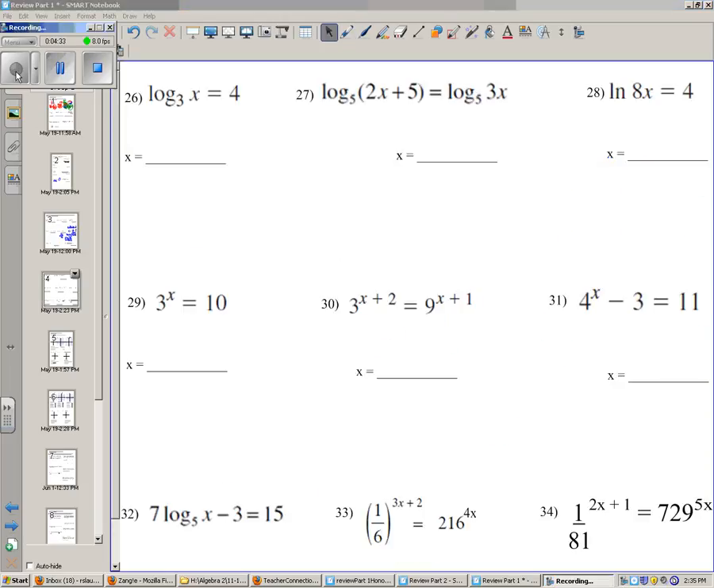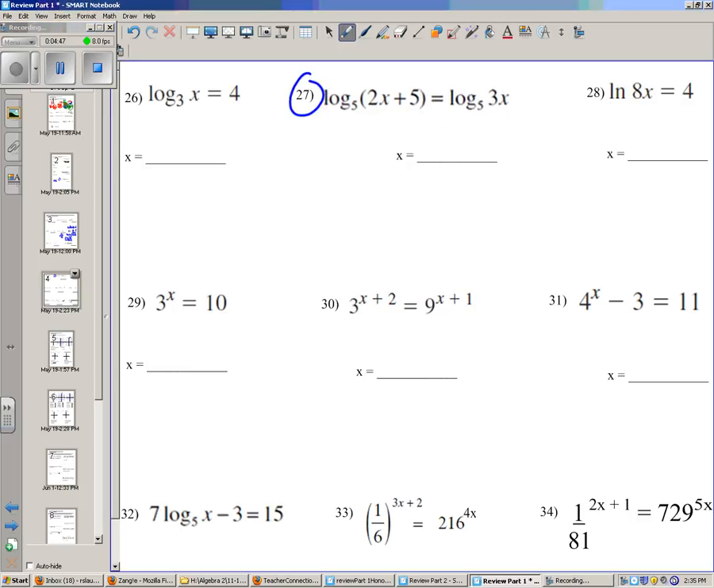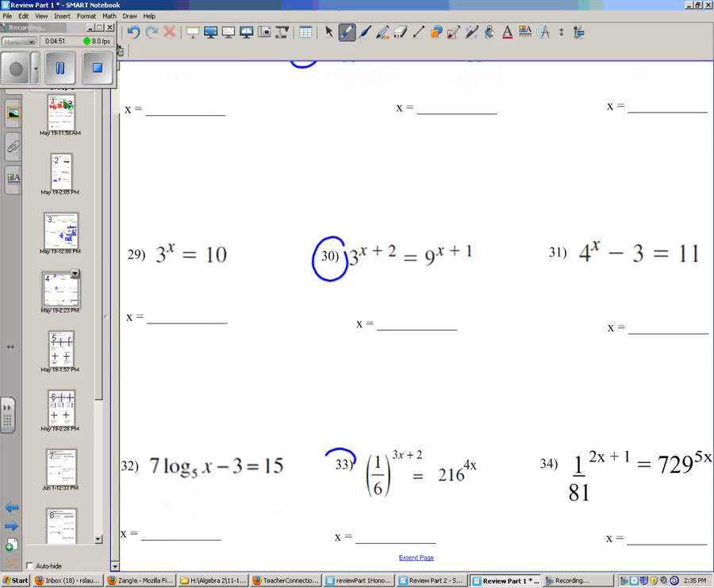Let's jump over to the log problems. I know I'm going fast, but I'm giving you 15 minutes. Remember, constants you loop, without a constant you don't loop. So there will be no looping on problem 27, 30, 33, and 34.